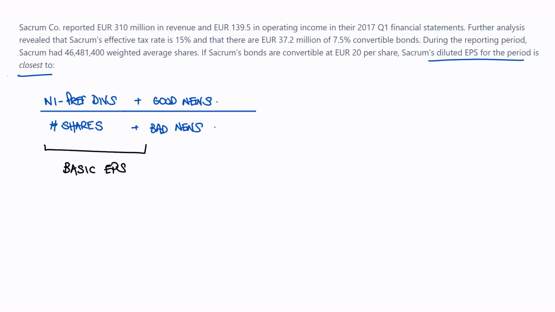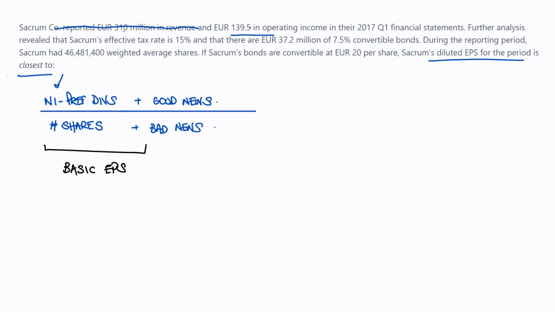Let's take a look. We've got Sacrum Co, a small triangular bone at the base of your spine, just above the coccyx, from the Latin sacred bone, if you are interested in that kind of thing or concerned about what it meant. Reported 310 million euro in revenue and 139.5 euro in operating income. Look, I need net income. I've got two figures here, revenue and operating income. Operating income is closer to net income, so I don't need that. I'm going to get rid of revenue.